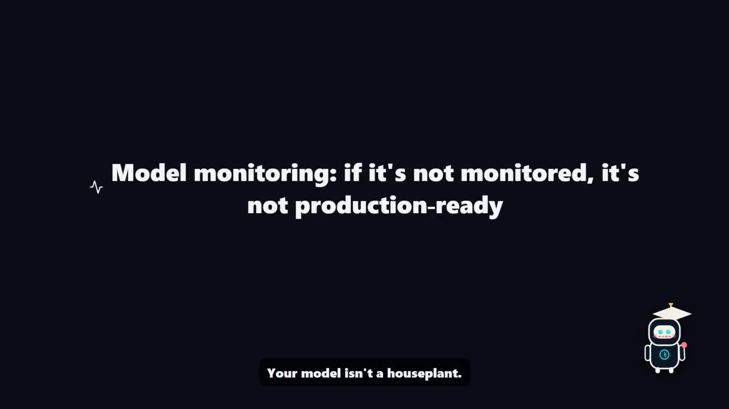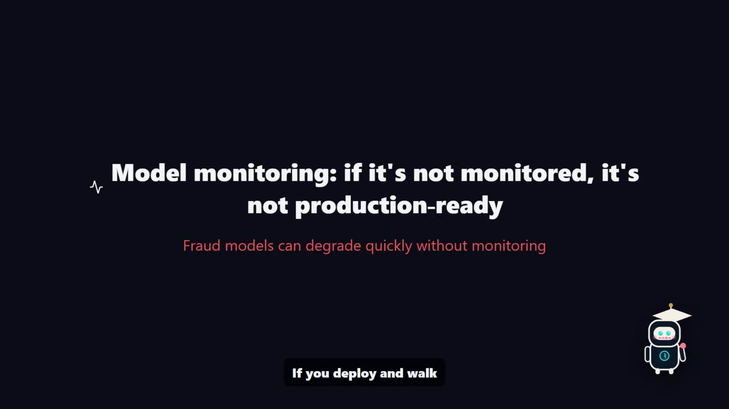Your model isn't a houseplant. If you deploy and walk away, it's going to quietly break. A financial fraud model can degrade over time because the world changes. Continuous monitoring for data drift, quality, and bias is what keeps your AI trustworthy and compliant.